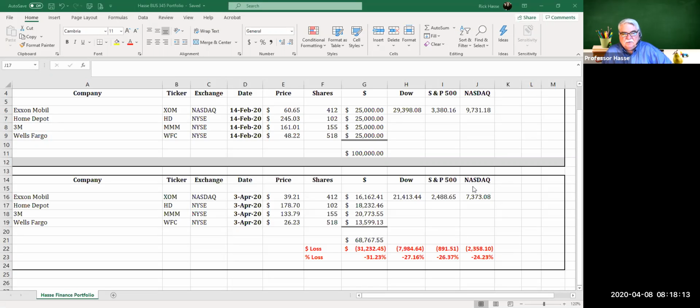Is Riley, good morning, Riley. Hope you're well. We missed you on Monday. The dollar amount just the number of shares times the price of stock.